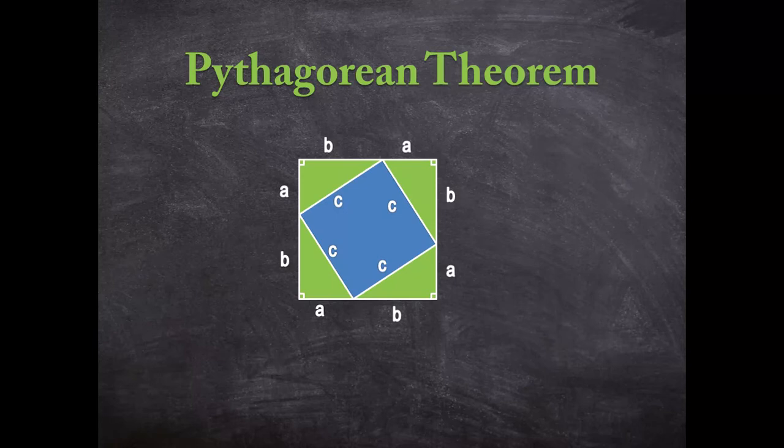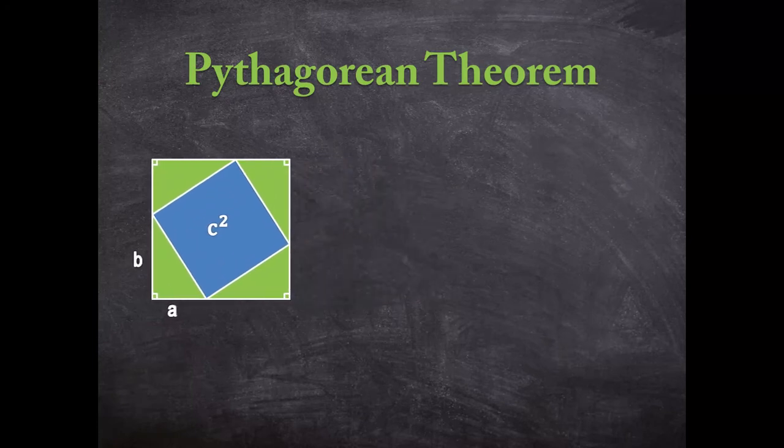Now we can say these figures actually are two squares. This is the square with all sides equal A plus B and this is yet another square with all sides C. Next, we know the area of the blue square is C squared as all its sides are C.